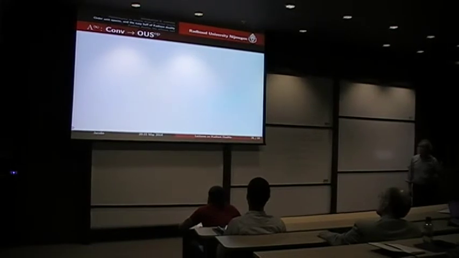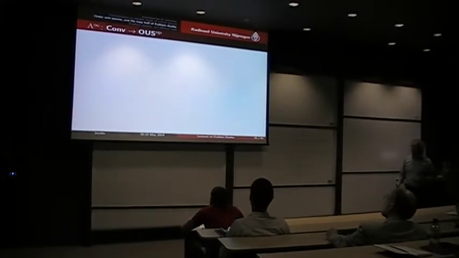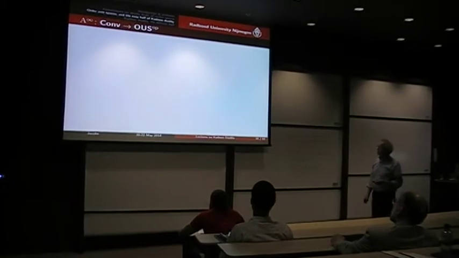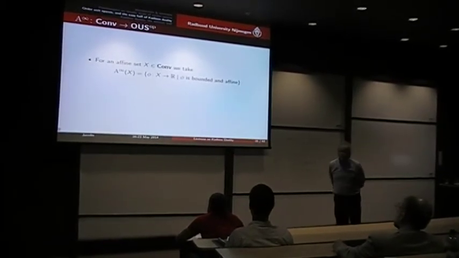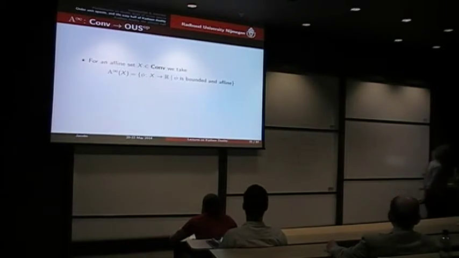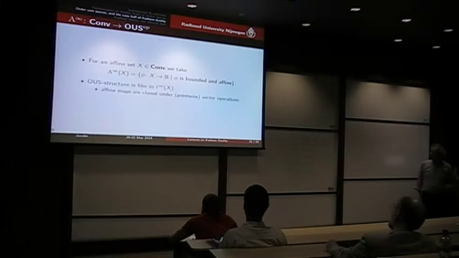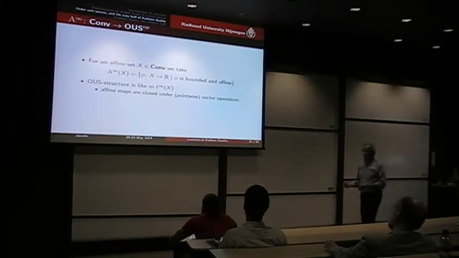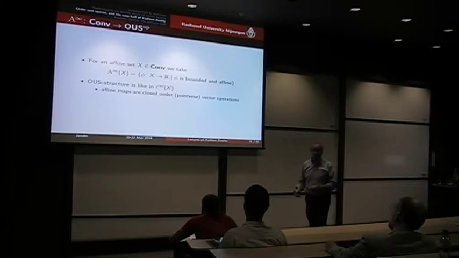The second functor, A infinity, A for affine, goes from convex sets to order unit spaces. And the definition is basically the same. You take bounded functions, but now the affine functions to the reals. And again, the order unit structure is precisely like for L infinity, and you have pointwise operations. And the only thing you need to check here is that these affine maps are closed under the vector operations.